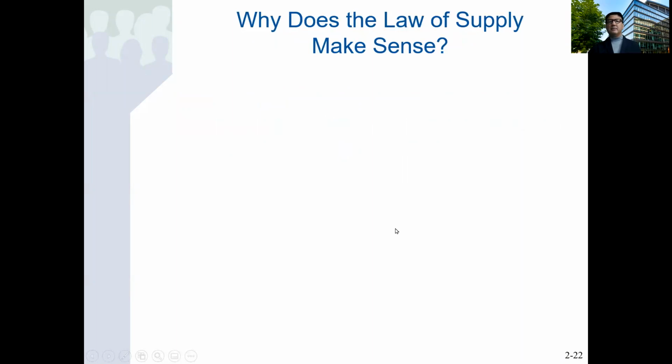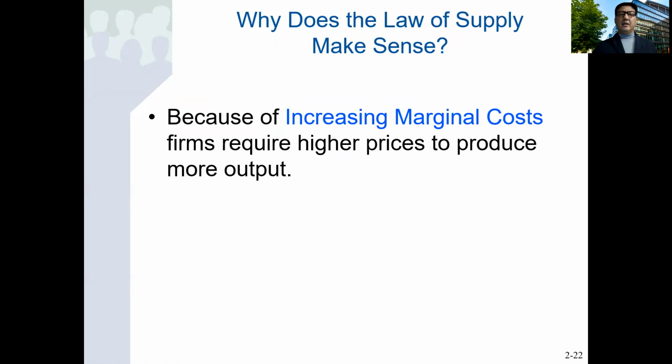Why does the law of supply make sense? Essentially, if you recall, because of the increase in marginal cost, firms require a higher price to produce more output.